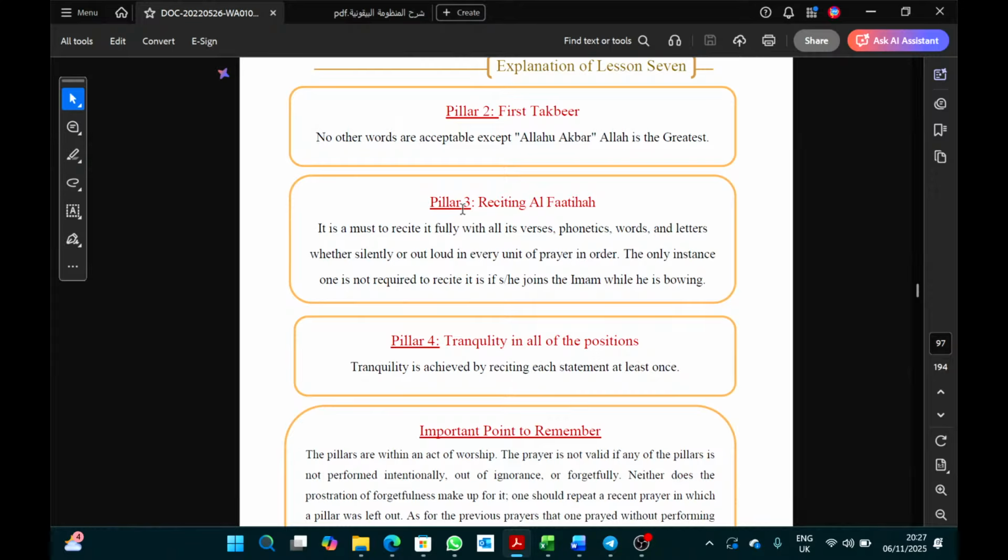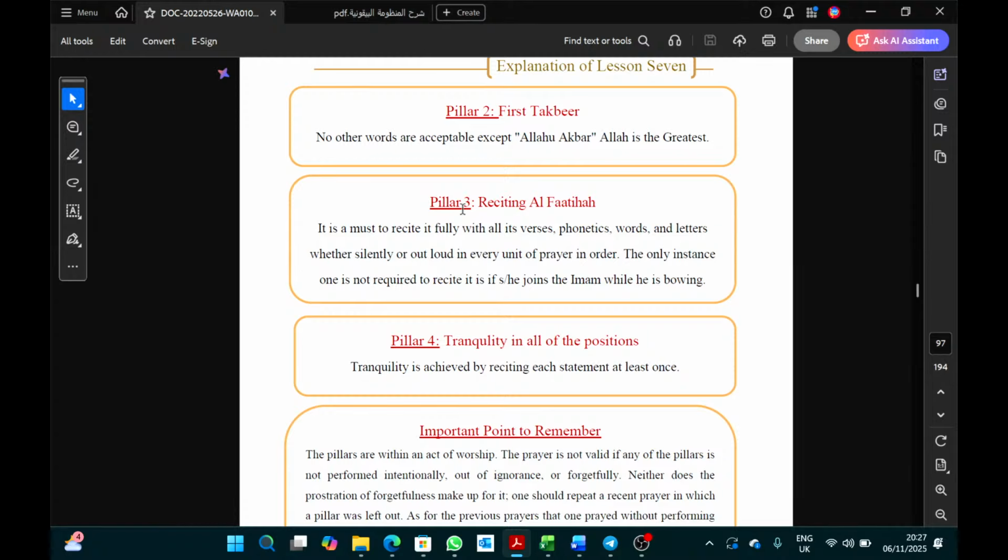Number 4, tranquility in all positions. What it means by tranquility here is the word طمأنينة, not the word khushu'. So طمأنينة, tranquility, means you have to be in that position long enough for you to say what's obligatory upon you.